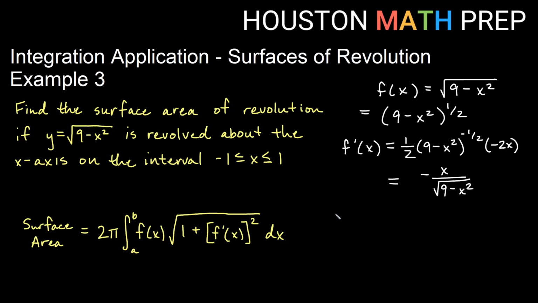Now when we square that, some things are going to happen. When we look at f prime of x all squared, squaring will get rid of the negative. The x multiplies by another x on top, so we get x squared, and this root times itself will make the square root go away, and we'll just get 9 minus x squared in the denominator.